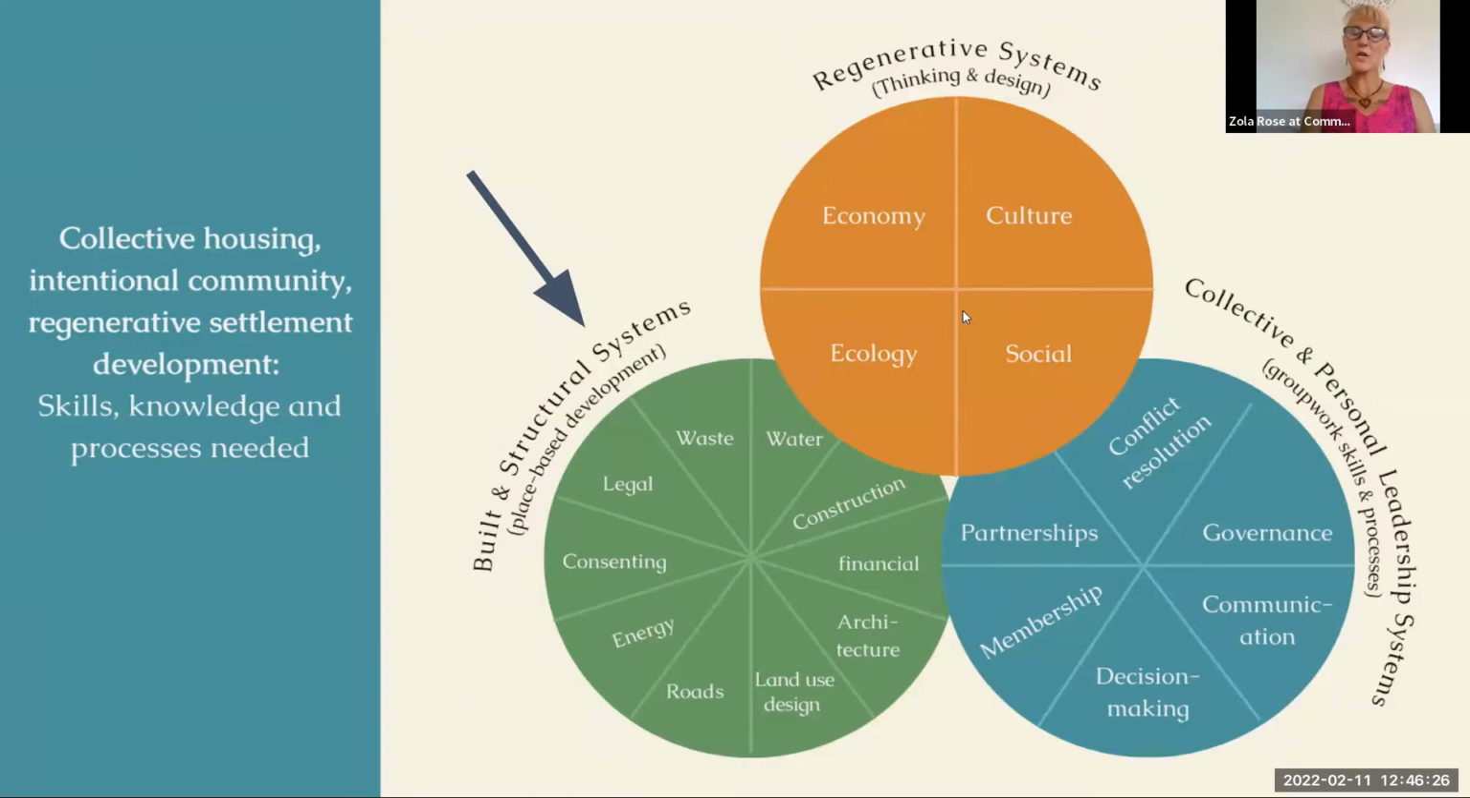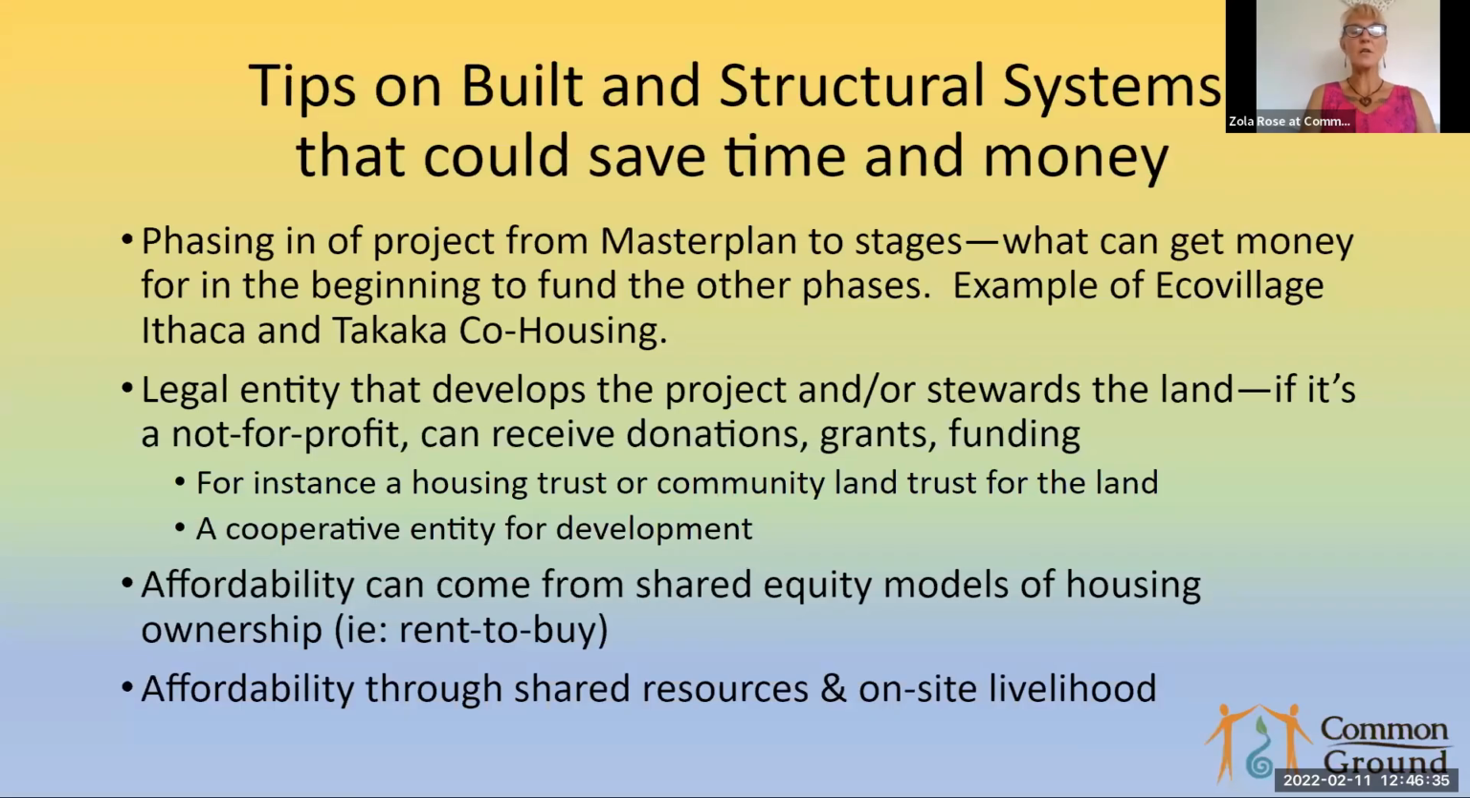Again, if we're taking a regenerative systems thinking approach, a lot of this would look very different than it would be in the conventional style of developing. So we want to look at our master plan. What can we do in stages? I have put two examples here. Ecovillage at Ithaca has 3 different neighborhoods. They started with 1 and then built the other 2 after that. And Takaka co-housing has the same approach, where they now have about 100, or they will have 100, phasing in at about 33 with each neighborhood.